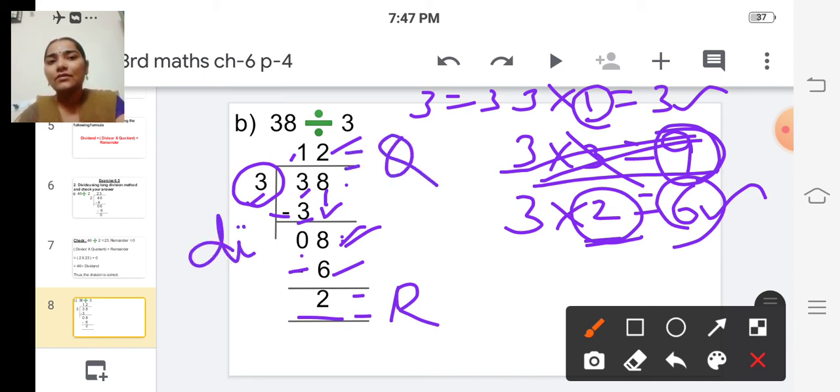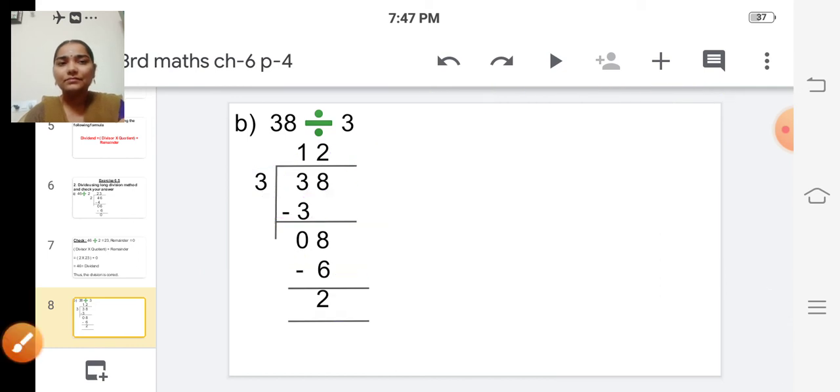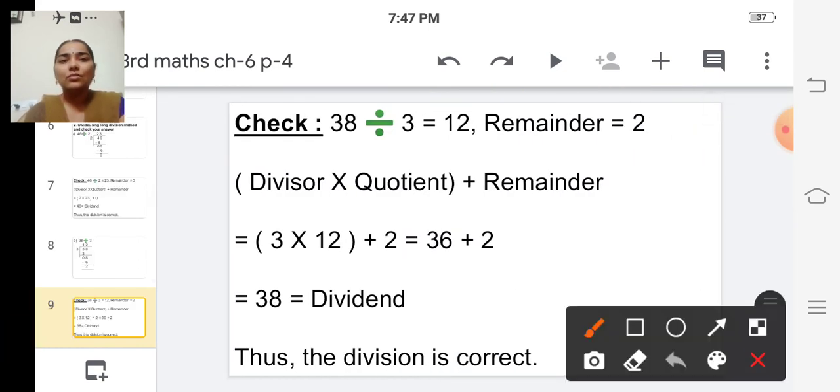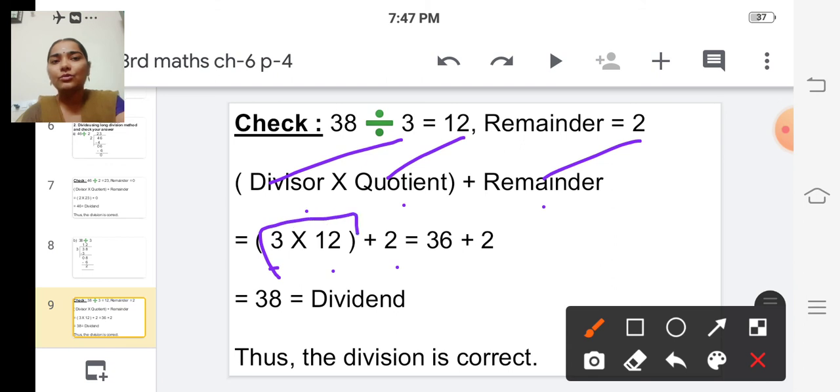The divisor is 3. Okay. So shall we check the division? Yes. So what is the formula? Divisor into quotient plus remainder. So the remainder is 2, the quotient is 12, the divisor is 3. So 3 into 12 plus 2. So first we have to do this calculation in this bracket.